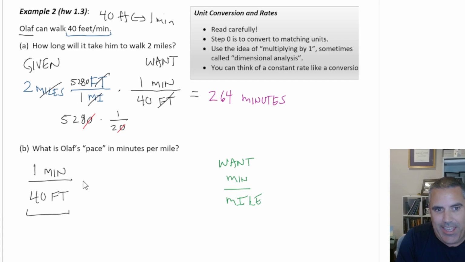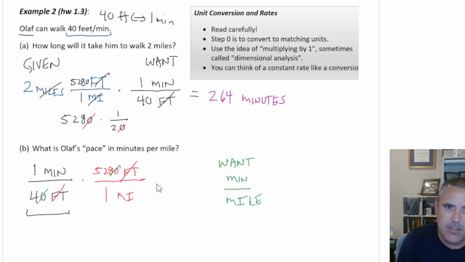Now, Olaf is my cat. I used to use an example that was my guinea pigs, and they were much slower. This is going to be a very slow pace, but 5,280 feet, 1 mile.